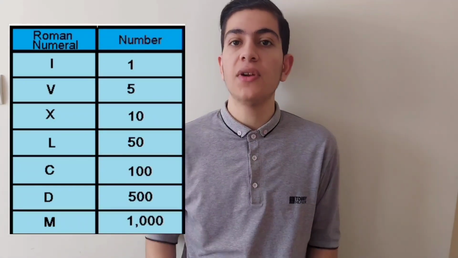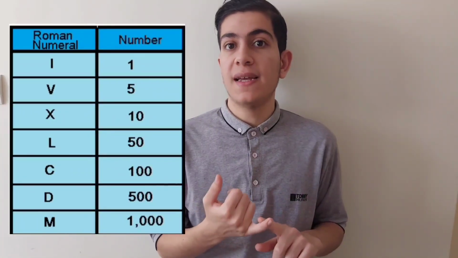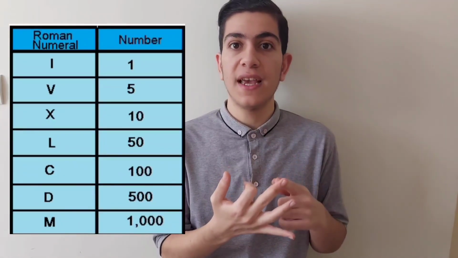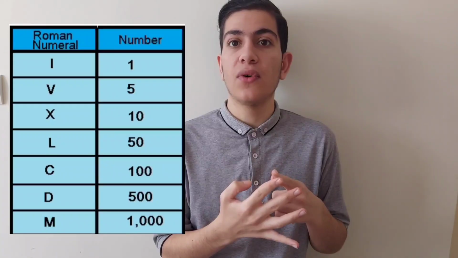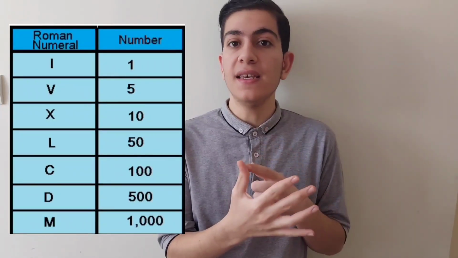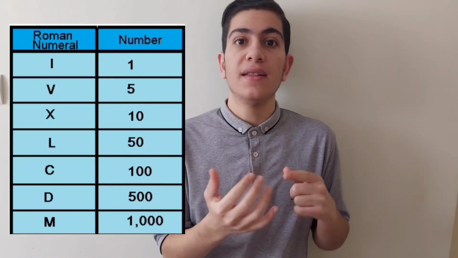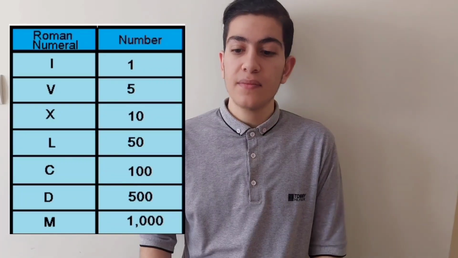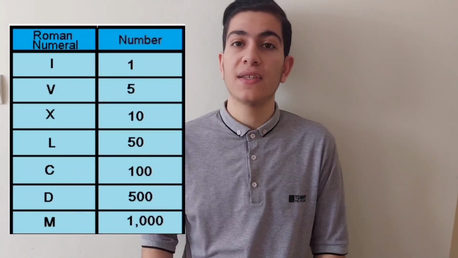First, you gotta know what symbol stands for what number. I'll show you a picture of them on the screen, but I stands for 1, V stands for 5, X stands for 10, L stands for 50, C stands for 100, D stands for 500, and M stands for 1,000. So there are 6 main rules for learning Roman numerals.